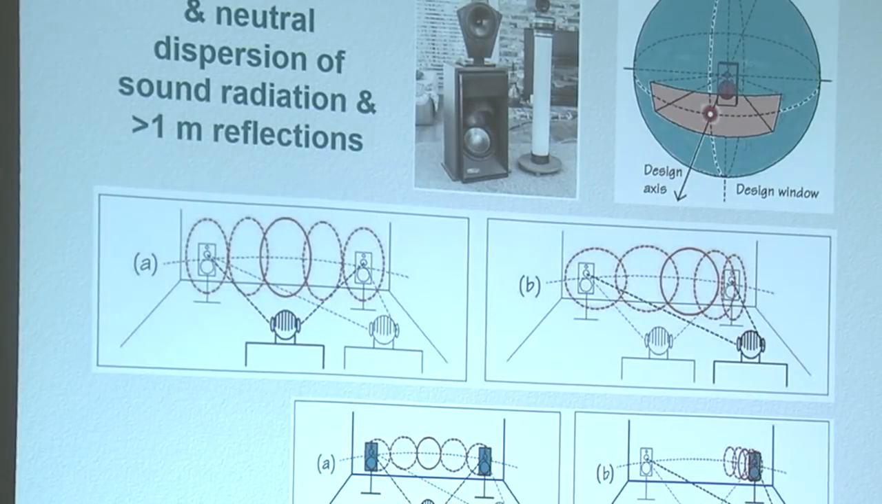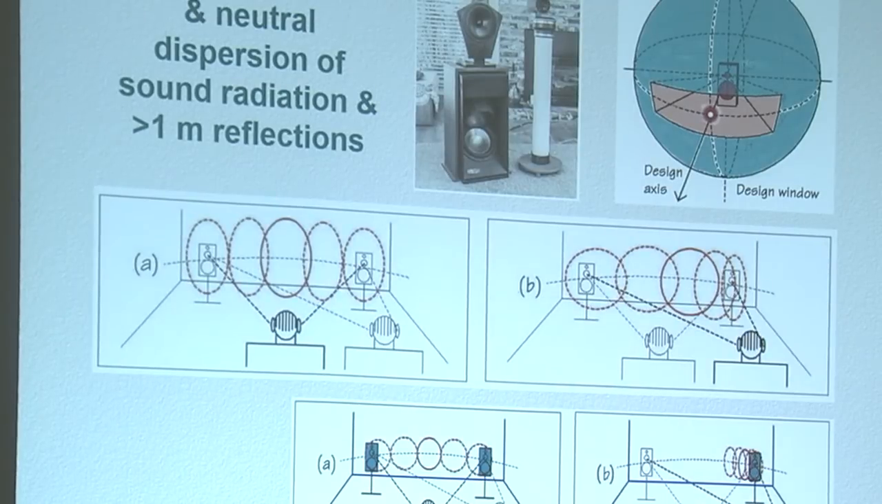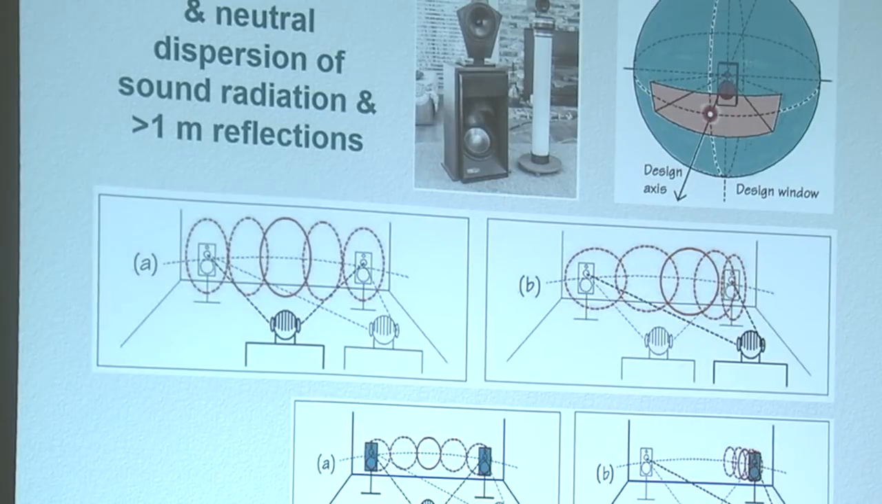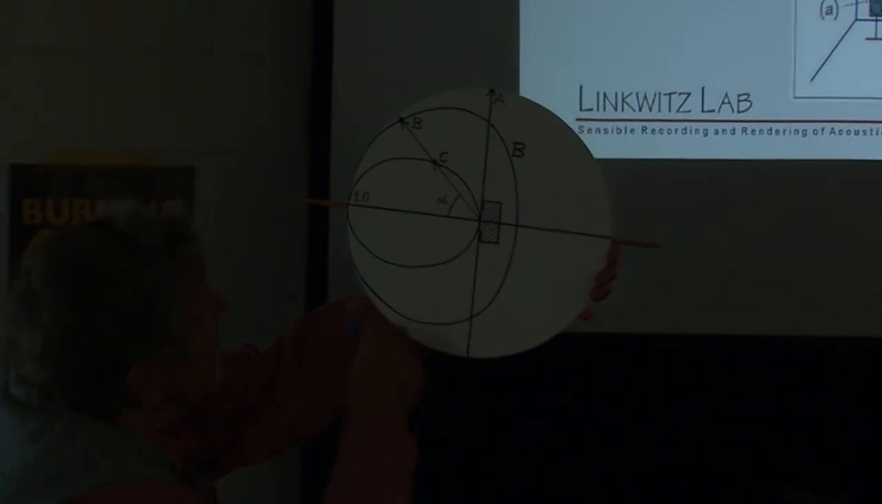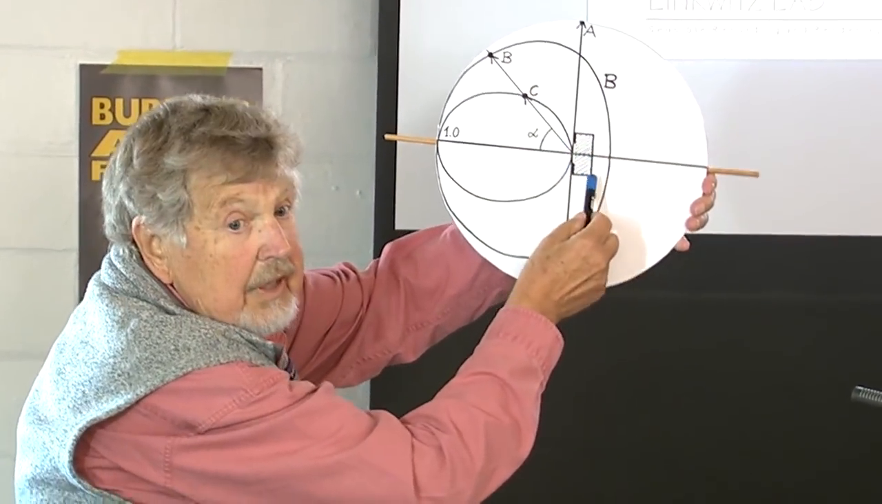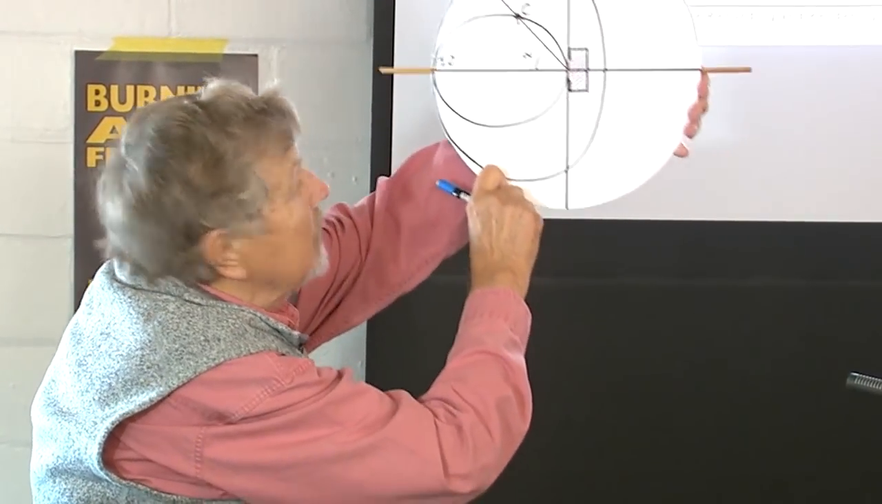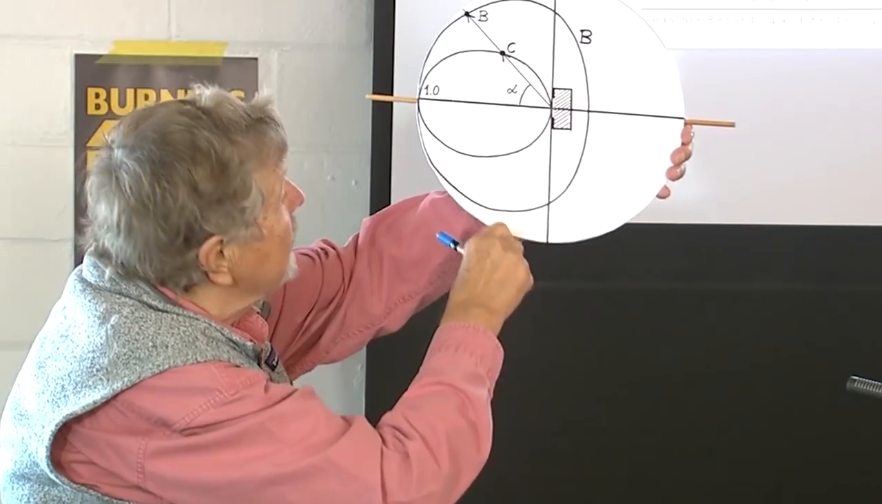Now, in the traditional way of building loudspeakers, where you have high directivity at the high end, let me show you the radiation pattern. Can you see this? Here is a box speaker, okay? And say this is the horizontal plane, even though I hold it vertically.